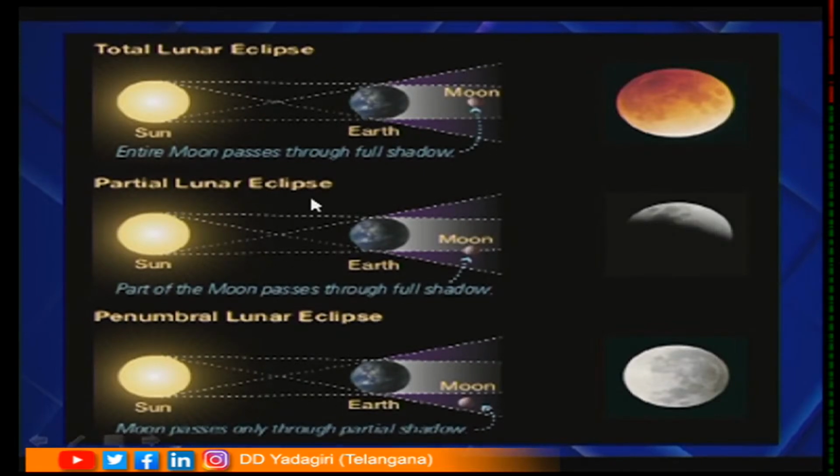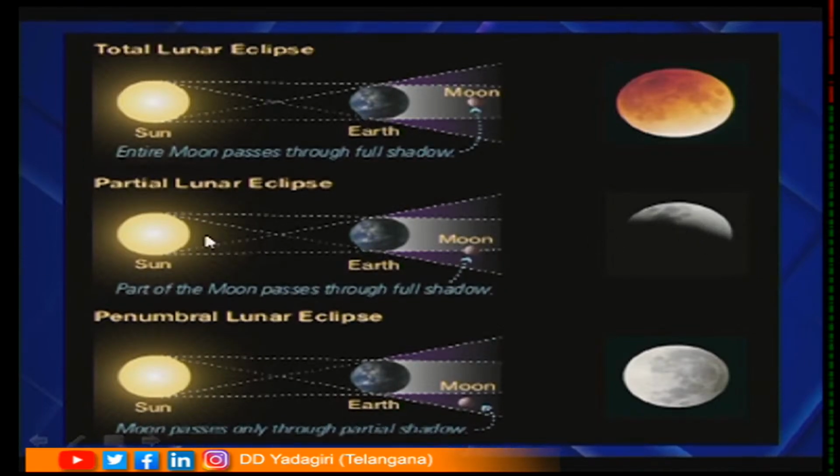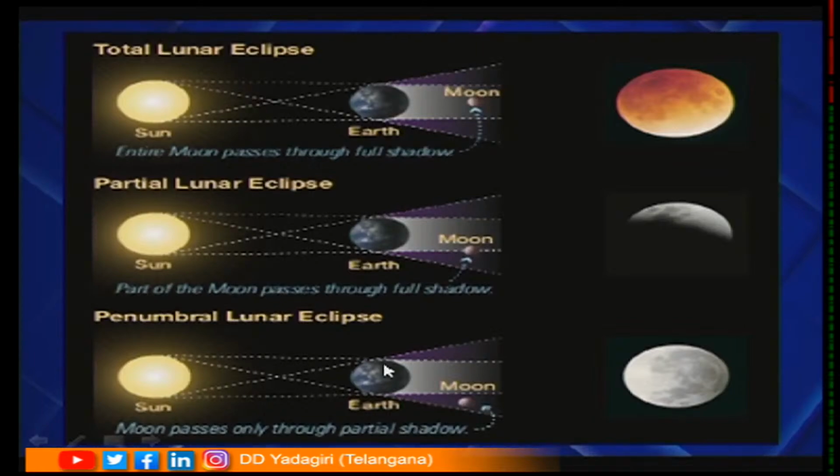Now, in the partial lunar eclipse, you can see the moon is revolving around the earth. Here this is the moon, some part of it is present in the penumbral region and some part of it is present in the umbral region, and so half of the moon is seen and half of the moon is not seen. So, this type of lunar eclipse is called a partial lunar eclipse, and the third type of lunar eclipse is the penumbral lunar eclipse.